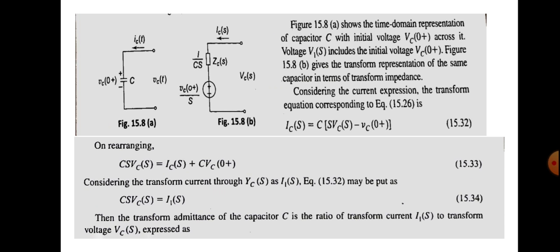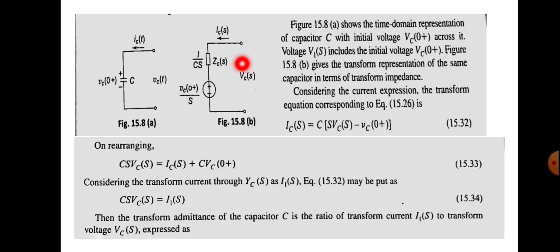We can draw the time domain circuit and the transform domain circuit. First, there is a capacitor C, with initial voltage Vc of 0 plus across it, and the time domain voltage across the capacitor is Vc of t with corresponding current Ic of t. This is the time domain representation. Figure 15.8a shows the time domain representation of the capacitor C with the initial voltage Vc of 0 plus across it.